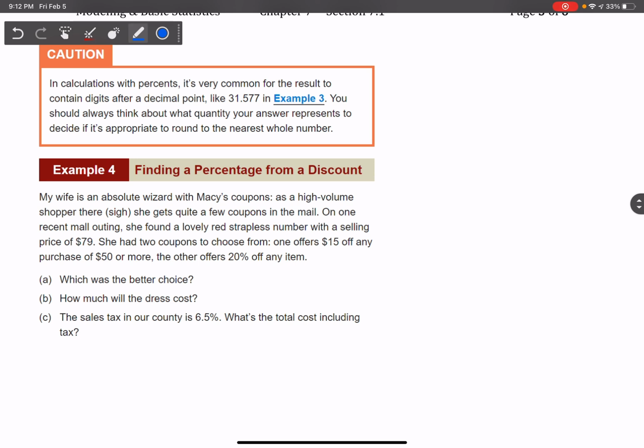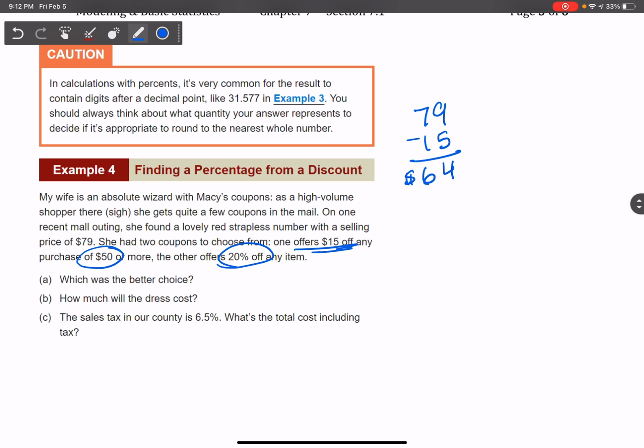She had 2 coupons. She had one that says $15 off any purchase of $50 or more, and she had one that just said 20% off any item. We need to figure out which one is the better choice, okay? So the dress is $79. Let's test them both out. If it's $79, then we can use the $15 off. So 79 minus 15 gives us $64. So if she uses the first coupon, she's going to pay $64.